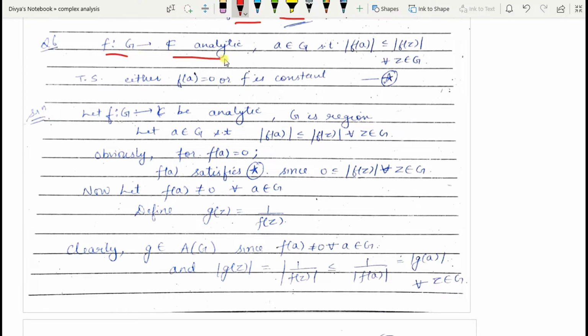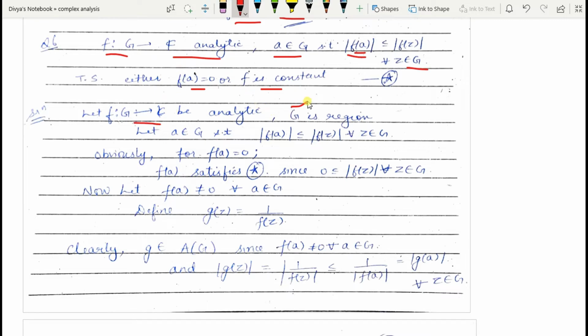Next is question number 6, which says: let f from G to C be an analytic function and a belonging to G such that the modulus of f(a) is less than or equal to the modulus of f(z) for all z belonging to G. We have to show that f(a) is 0 or f is constant. That means if this holds, the minimum value is attained at a point. So this would happen for an analytic function if either f(a) is 0, or the function is constant.